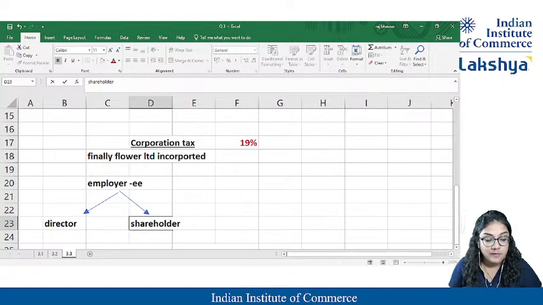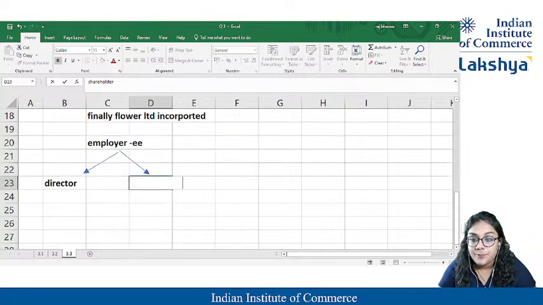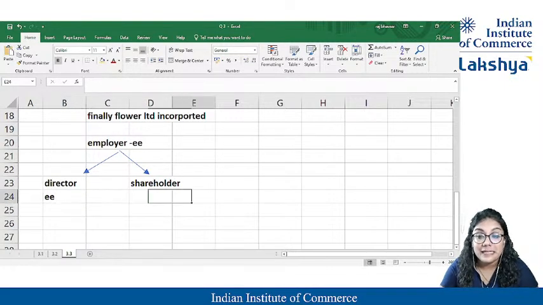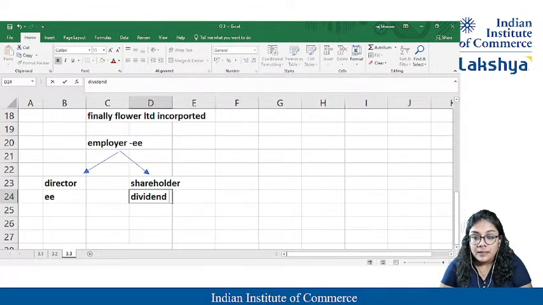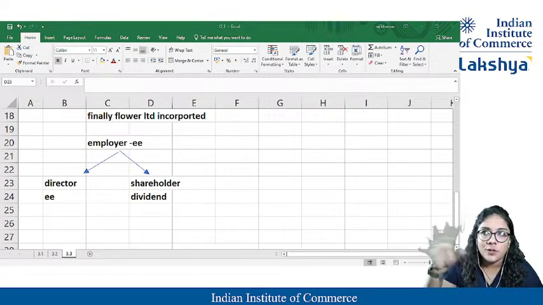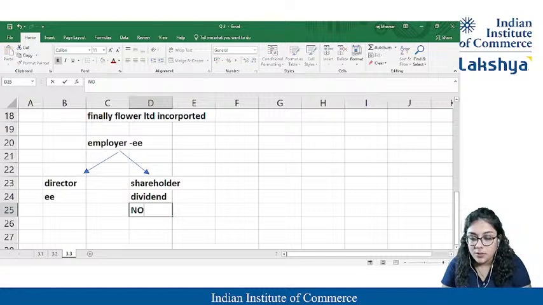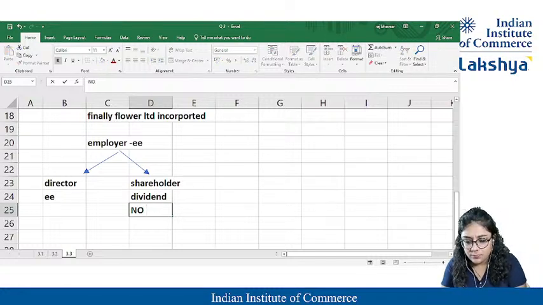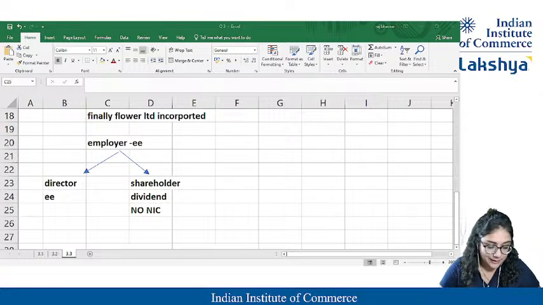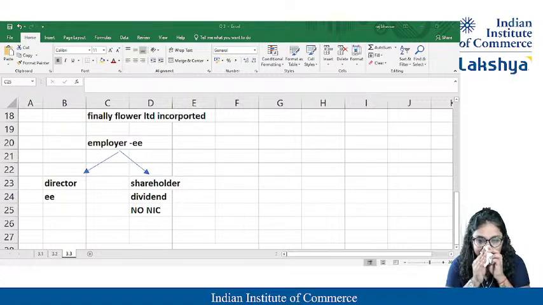Guys, if I am a director, what will I be getting? There will be an employer-employee relationship, right? But if I am a shareholder, what will I be getting? Dividend, right? So we will be provided with the dividend. If I am getting any dividend, is NIC applicable on that? No, ma'am. It is only for the employer-employee relationship. So here no NIC is applicable. And if it is a director situation, NIC may be applicable, so we need to work it accordingly. Over here I'll be getting dividend, so I have to pay taxes on the dividend. That is something we already know.